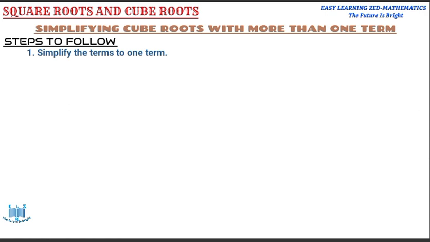Once you have done that, the next thing you need to do is find the cube root of the term you have found. After you have simplified the terms given to one term, find the cube root of that term. Once you have done that, you have successfully simplified the cube root. Those are the two important steps you need to follow in simplifying cube roots with more than one term. Now let me show you how you do it.